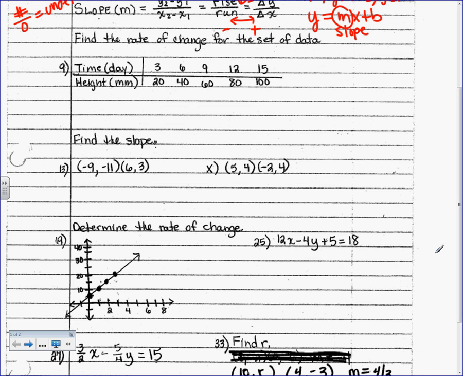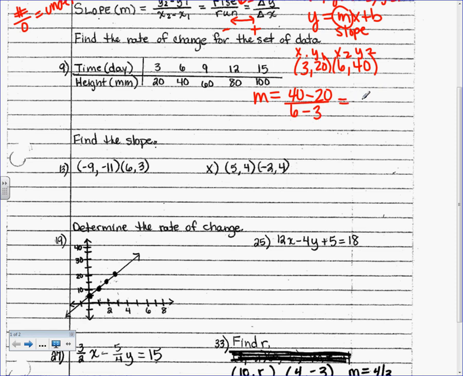So typically with something like this, I just choose 2 ordered pairs and I do my slope formula from there. I don't feel like this would be very easy to count, so I'm just going to pick ordered pairs. So I'm going to do 3, 20, and I'm going to do 6, 40. Okay? I'm going to plug it into my slope formula, where this is x1, y1, this is x2, y2. So your slope formula is going to be y2, which is your 40, minus y1, which is 20, over x2, which is 6, minus x1, which is 3.